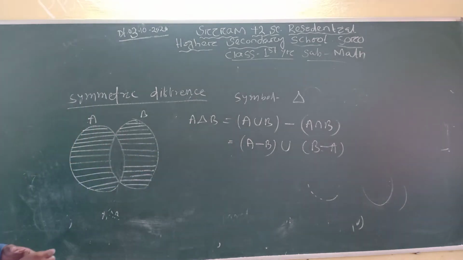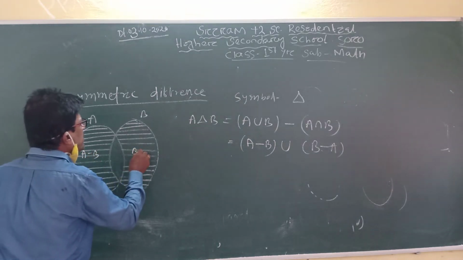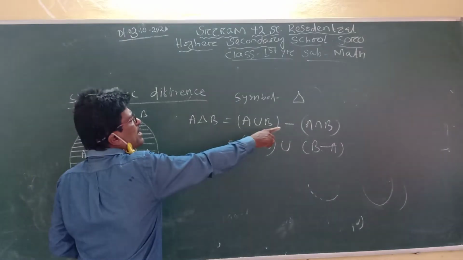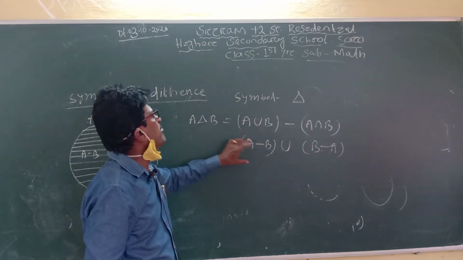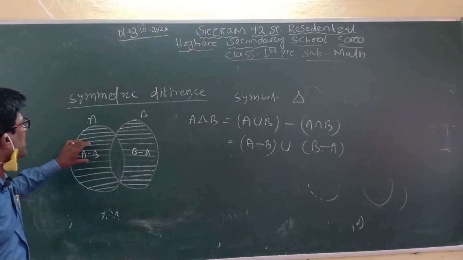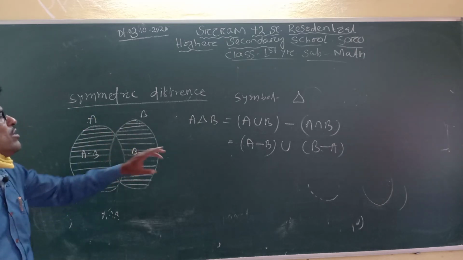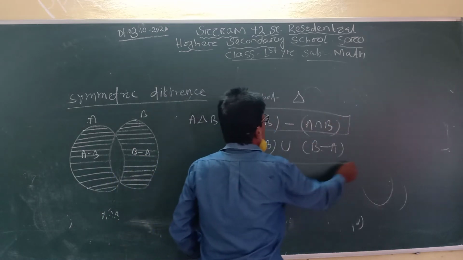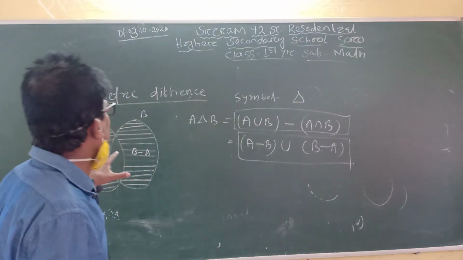But I told you about the difference: that certain region is equal to A difference B, and that other region is B difference A. So A difference B union B difference A is the same as A delta B, A union B difference A intersection B. So both the figures and both the formulas are the same for A delta B. You can use A delta B or A symmetric difference for that part. That is symmetric difference.